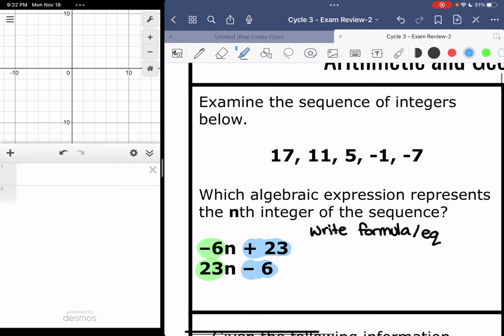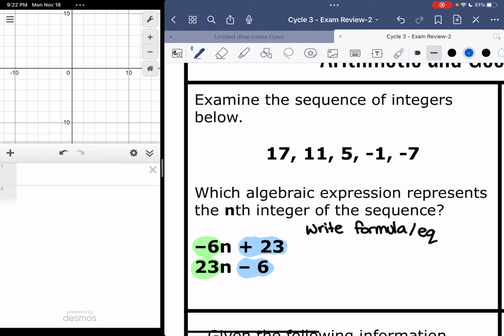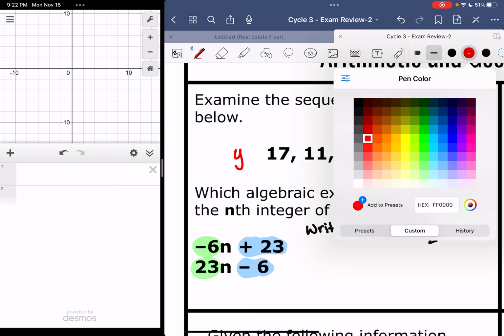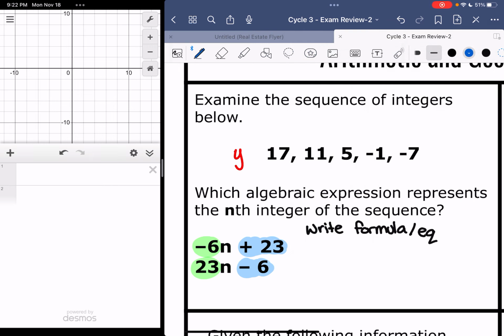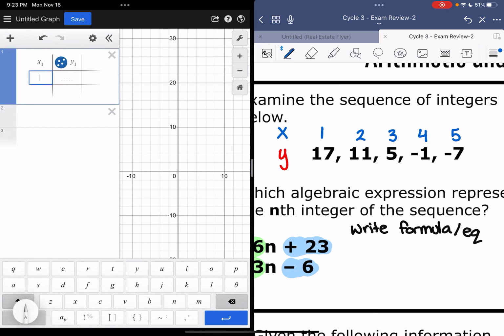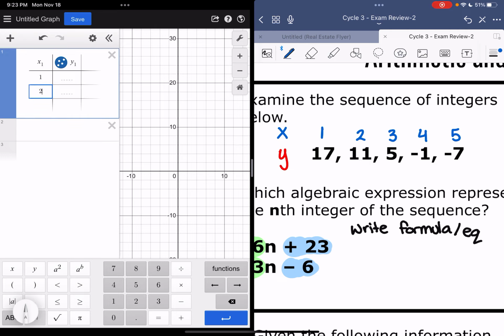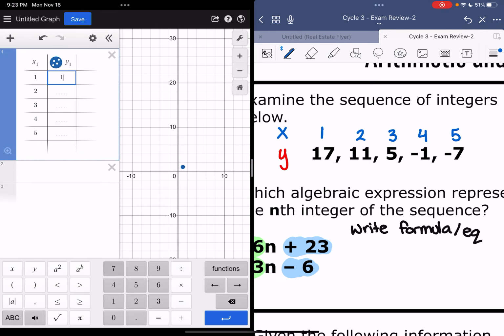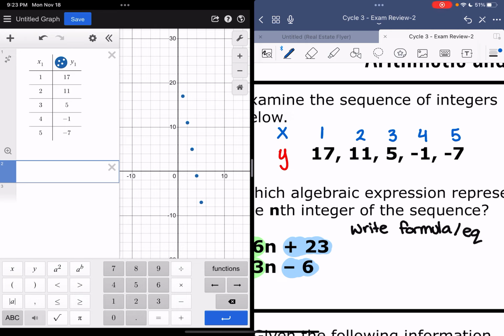So we're actually going to use Desmos to write these equations. It's been a while, but remember this sequence is our y values, 17, 11, 5, -1, and -7. We don't have any x values yet, so we're going to add them in: 1, 2, 3, 4, 5, just numbering off term numbers, so we have x and y values. At this point, we can throw those into Desmos and get an equation. Add a table, and we have 1, 2, 3, 4, 5 for x, and for y, we have 17, 11, 5, -1, and -7.